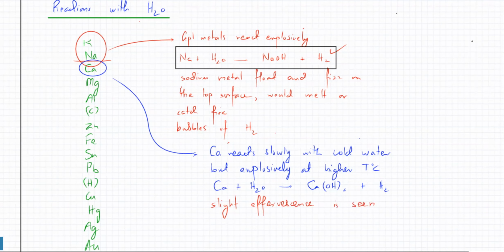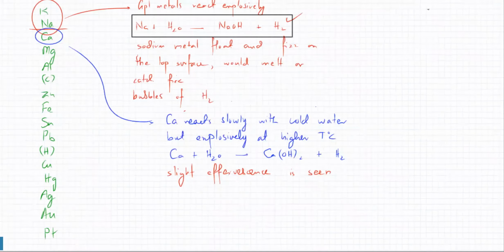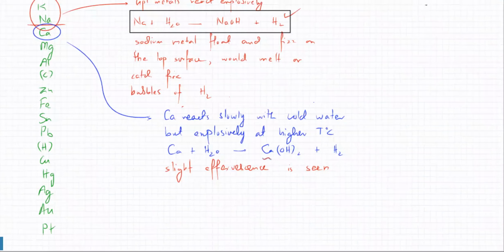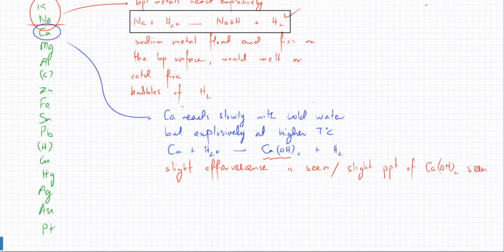And the calcium hydroxide that is formed is also not very soluble. If you remember the solubility of the hydroxides, calcium hydroxide is not very soluble. So a slight precipitate of calcium hydroxide would also be seen. So moving down the reactivity series, the reaction with water slows down.